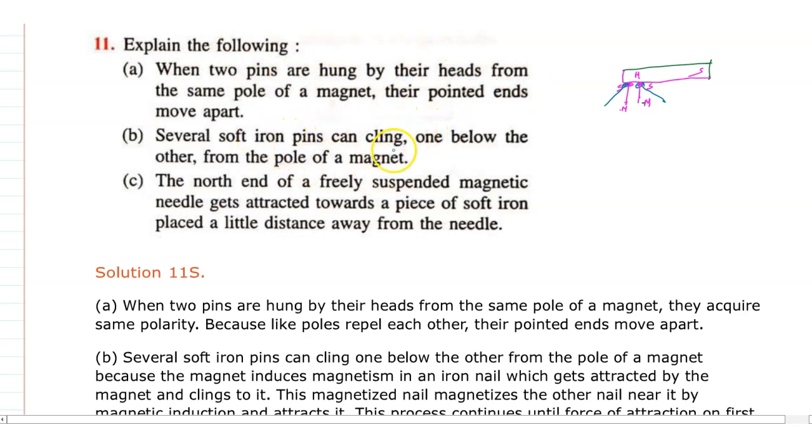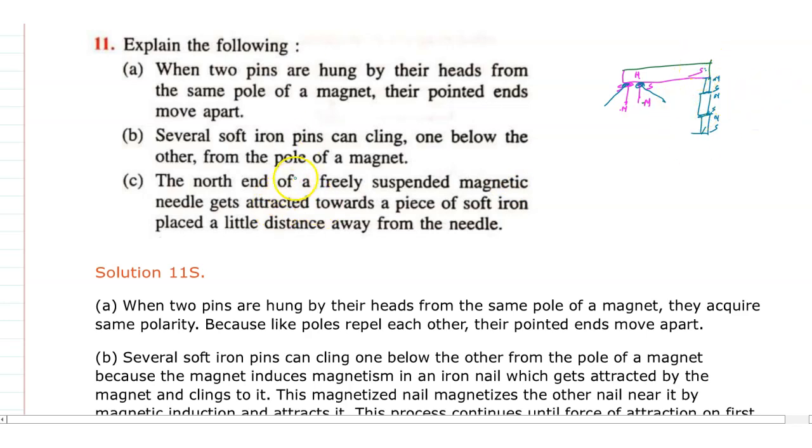Second question. Several soft iron pins can cling one below the other from the pole of a magnet. Suppose one pin is attracted here, then another pin can be attracted here, and another pin can be attracted. Why? Because I have told that due to magnetic induction, soft iron acts as a magnet. Suppose this is the south pole, then a north pole and a south pole are created. That's why one magnetic bar or one soft iron attracts another soft iron due to induced magnetization.